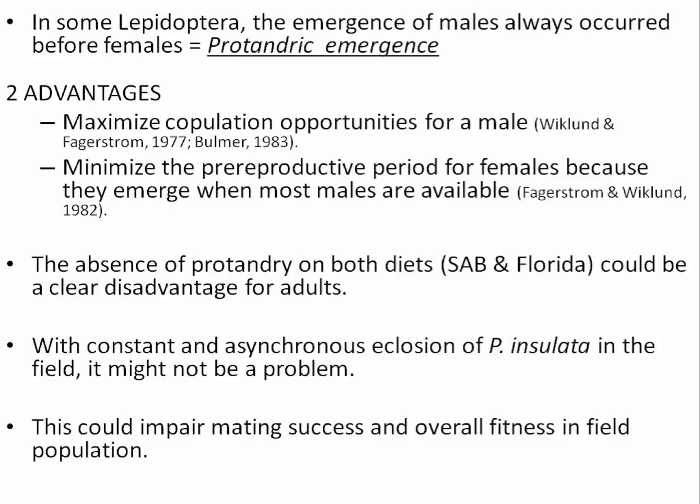So we think that the absence of protandry on both diets could be a clear disadvantage for adults, although with constant and asynchronous emergence of the insect in the field, this is highly unlikely. But it would be very catastrophic if this happened in the field, and this would impair mating success and overall fitness in the field population.